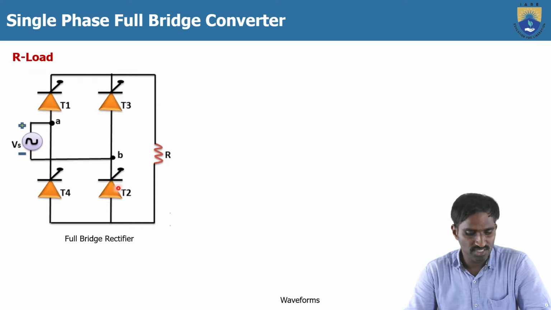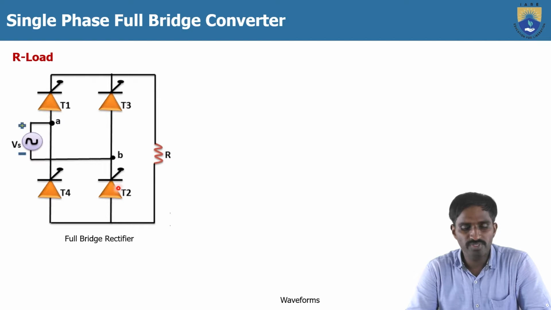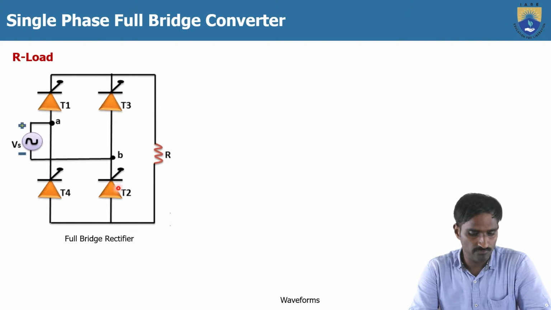When coming to the construction point of view, unlike the midpoint converter, the full bridge converter has four thyristors, namely T1, T2, T3 and T4. There are two legs, and each leg has two thyristors. These two thyristors are connected in series, and the two legs are connected in parallel with each other, and the load is connected across the parallel combination of these two legs.